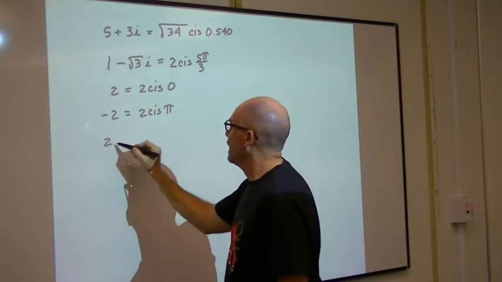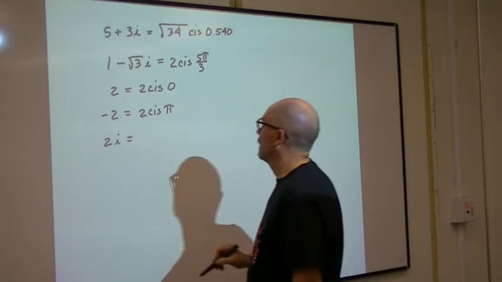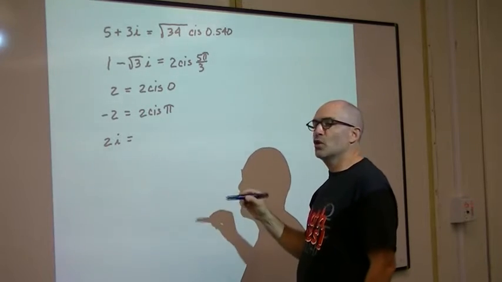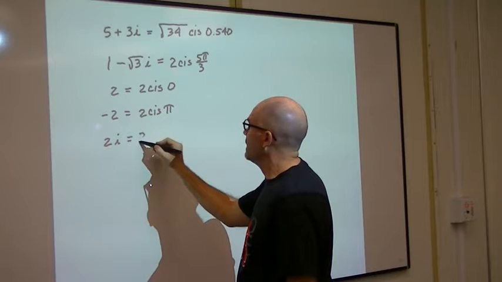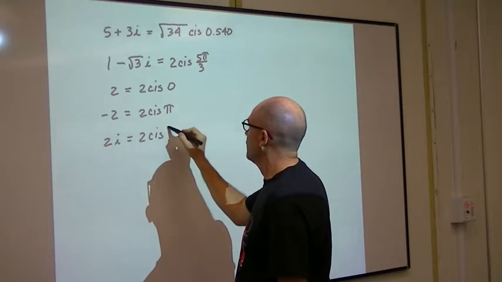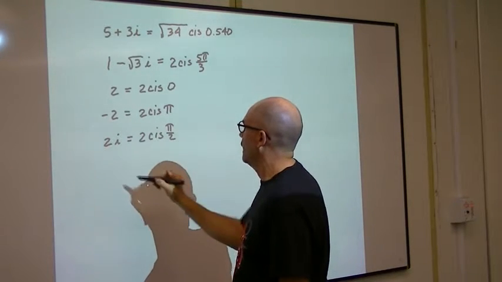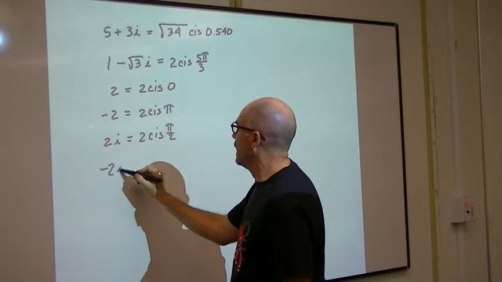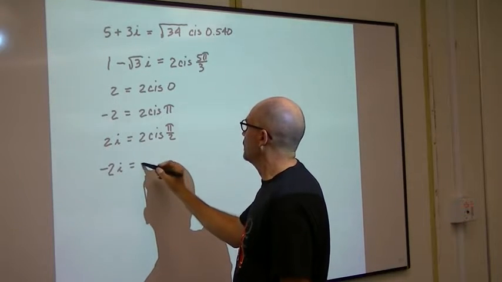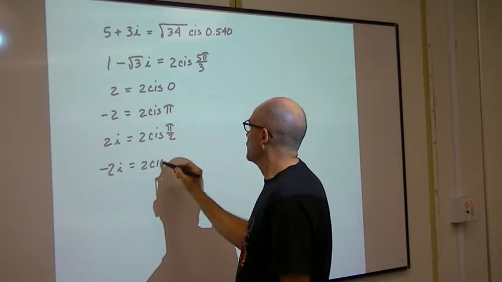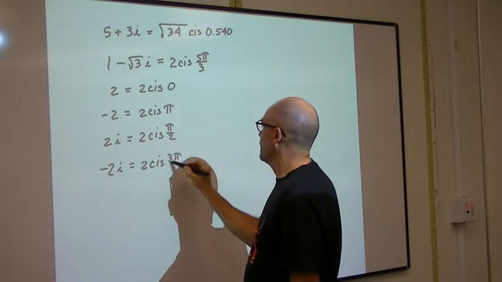What about 2i? That's 2 straight up. What does that mean? 2 cis pi over 2. And negative 2i is just 2 straight down, so that would be 2 cis 3 pi over 2.